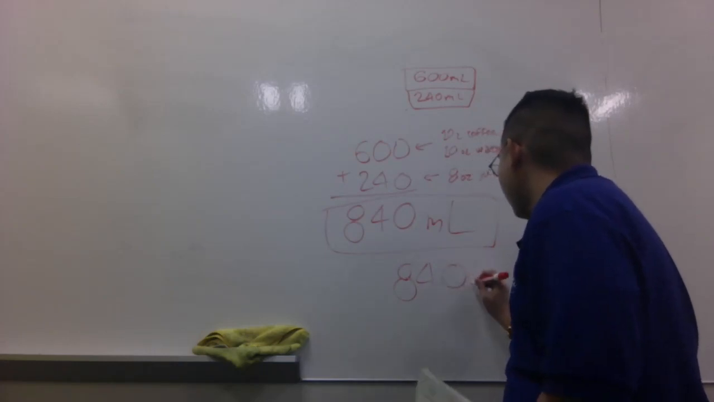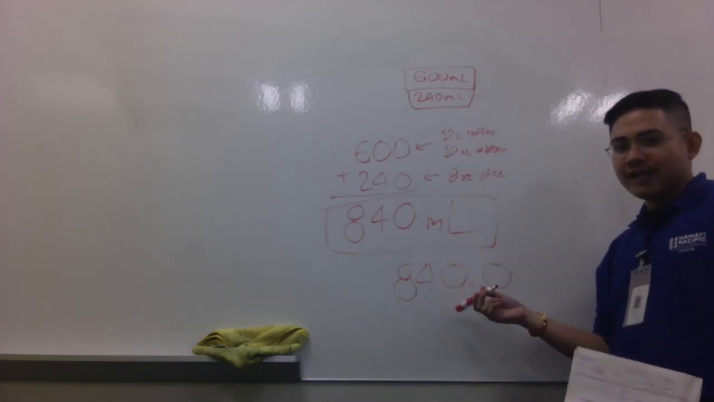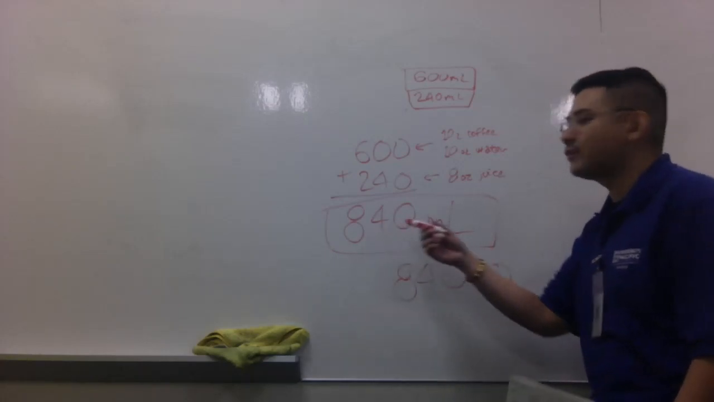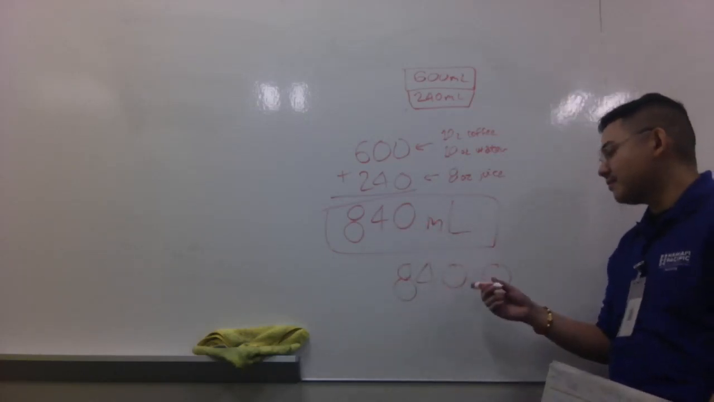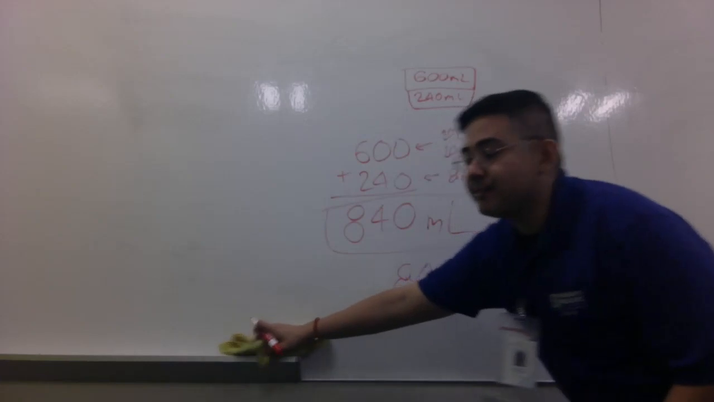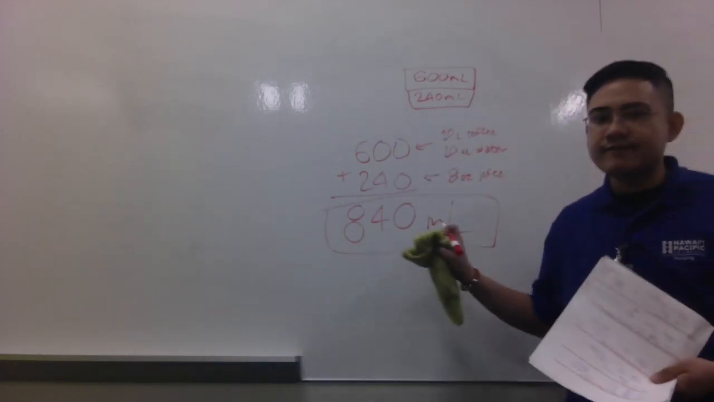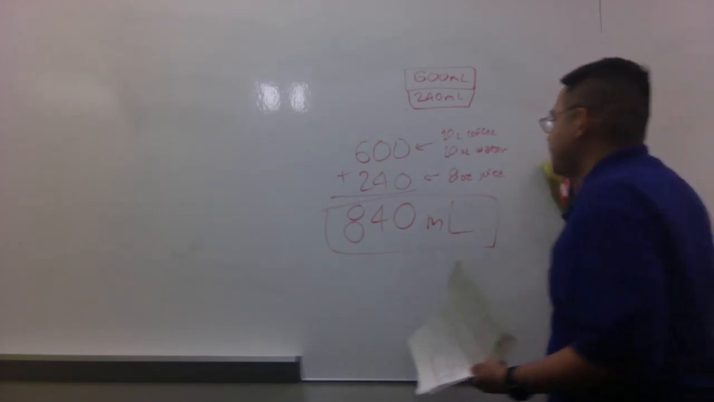the computer will think, oh, holy cow, 8,400 ml. No, it's 840 ml. So again, don't let the computer confuse itself. Just put 840. Don't do anything fancy or technical.